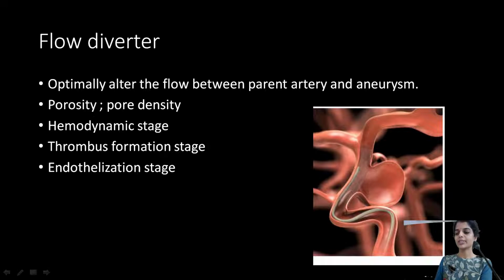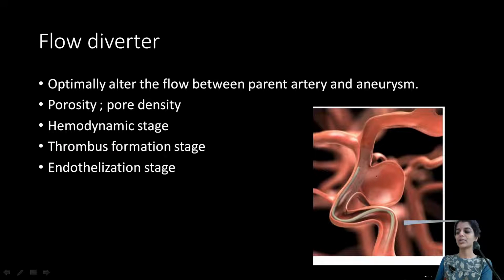So they will divert the flow across the artery and not allow any flow into the aneurysm. There are three properties to a flow diverter, or how it acts: a physical, biological, and physiological action. The hemodynamic stage means it is pushing blood across the artery only and not allowing any blood to go into the aneurysm.